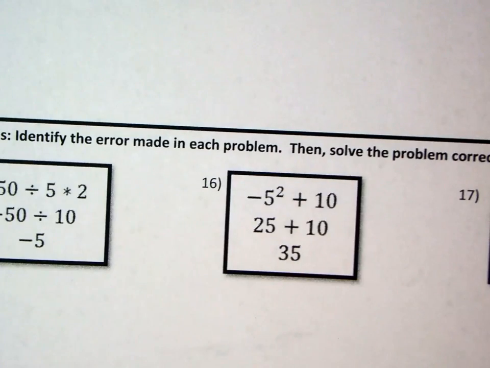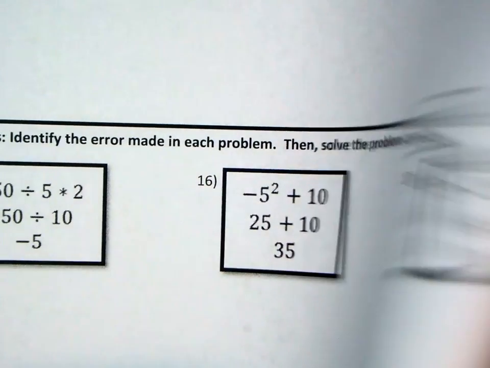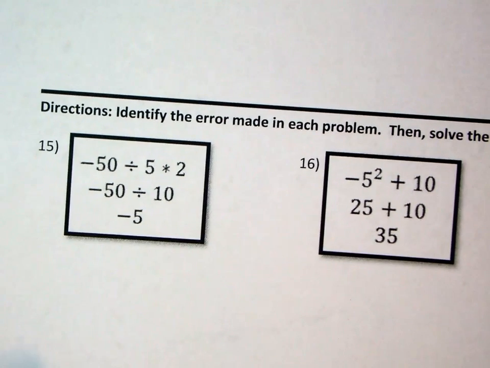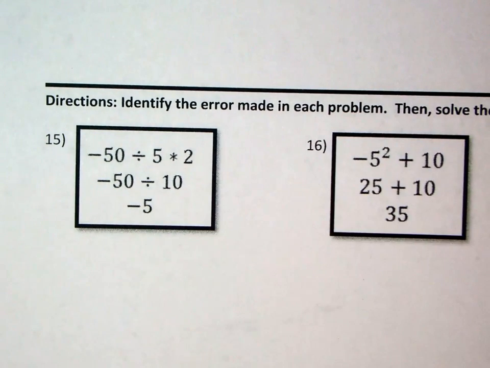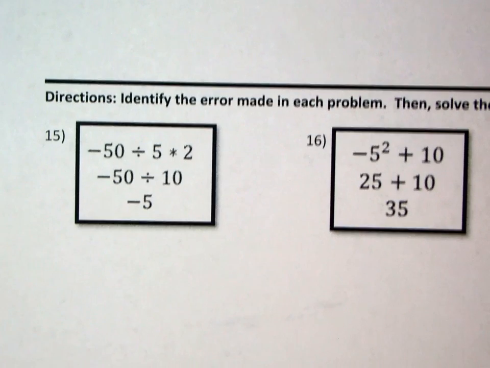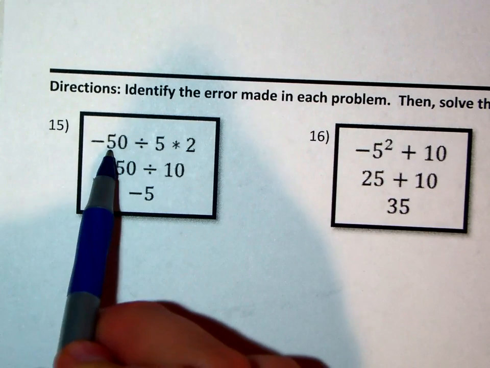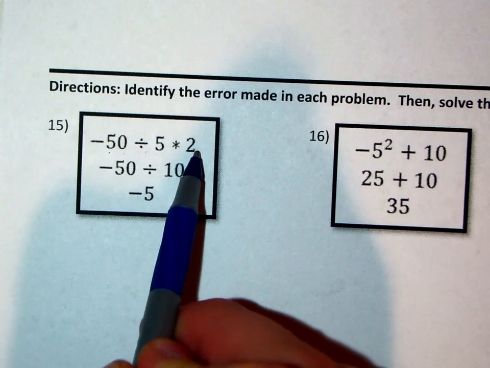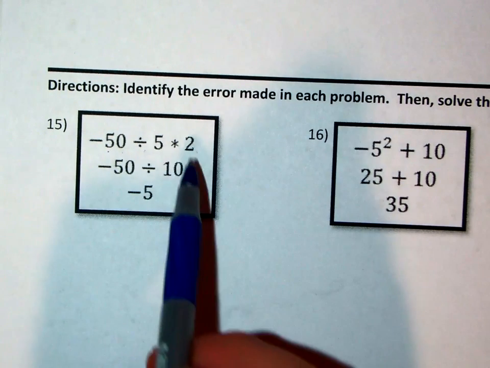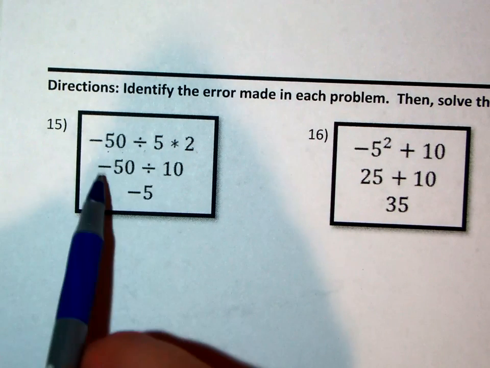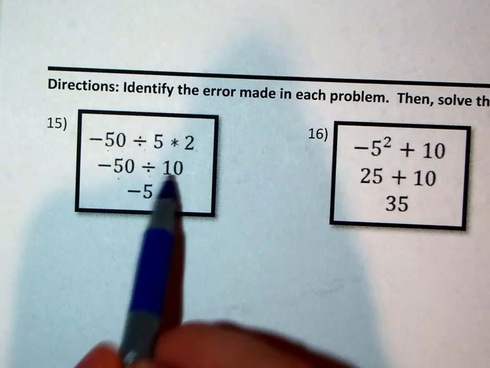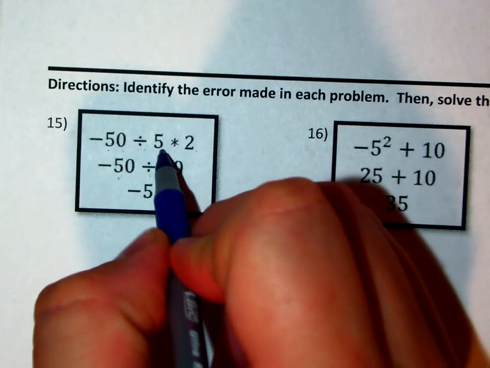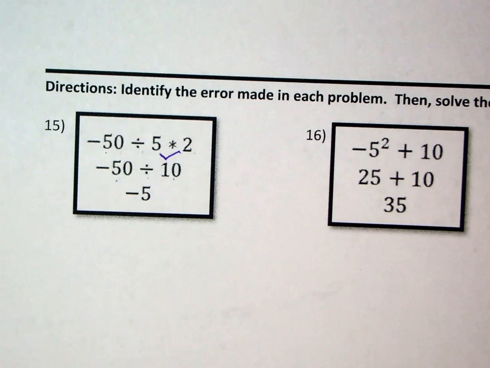We also did a little bit of an error analysis in class. And error analysis is basically looking at a problem that's already done and trying to figure out where the intentional mistake was. So a problem like our first one. Negative 50 divided by 5 times 2. The work shows step 2 as negative 50 divided by 10, which means the individual multiplied 5 times 2.